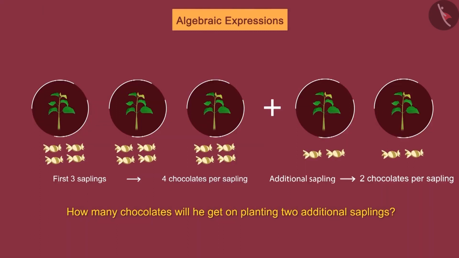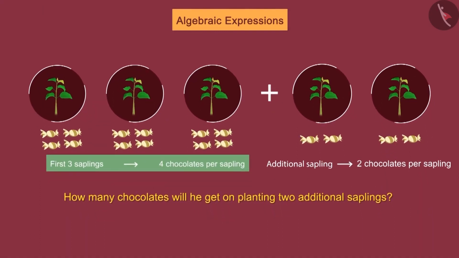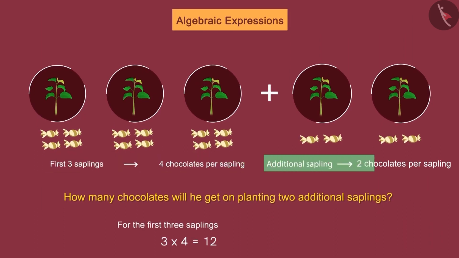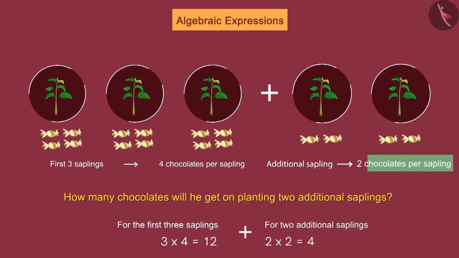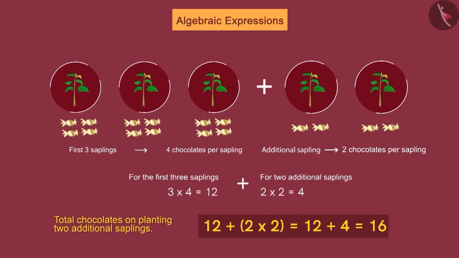We know that on planting first 3 saplings, he will get 4 chocolates per sapling. Hence, he will get 12 chocolates for planting 3 saplings. Now he will get 2 chocolates for planting each additional sapling, which means he will get 4 more chocolates for these 2 additional saplings. So Raghu will get a total of 16 chocolates on planting 5 saplings.